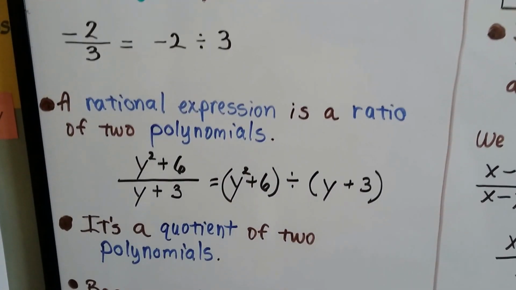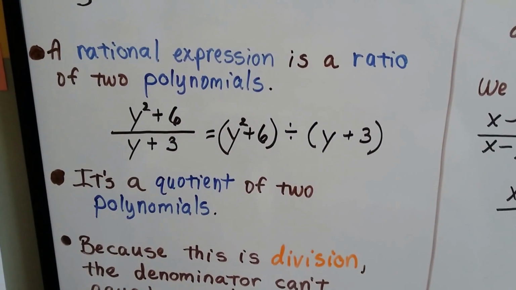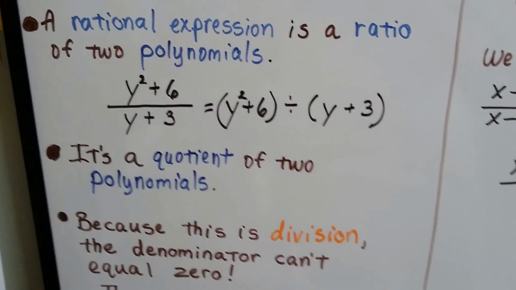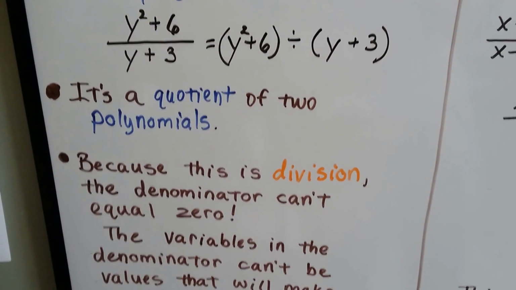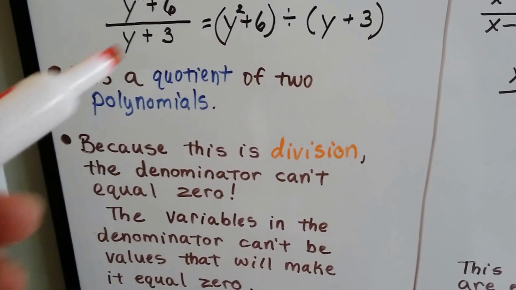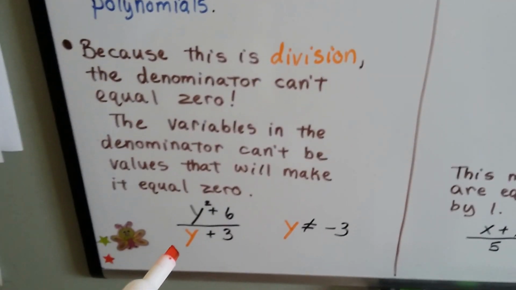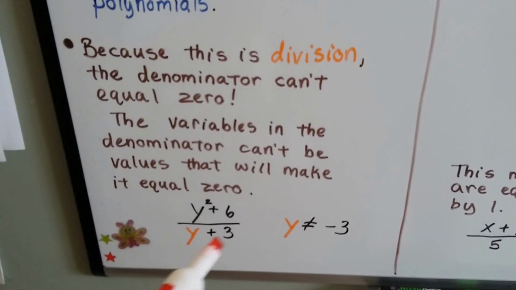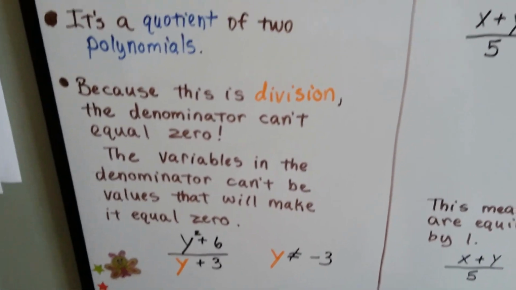And a rational expression is a ratio of two polynomials. So it means we're dividing the numerator by the denominator. It's a quotient of the two polynomials. Now, because this is division, the denominator can't equal 0. So the variables in the denominator can't be values that will make it equal a 0. So this can't be a negative 3, because then we'd have a 0 pair. Negative 3 plus 3 makes a 0, and that would be undefined.